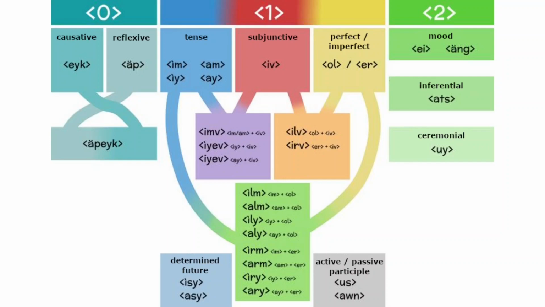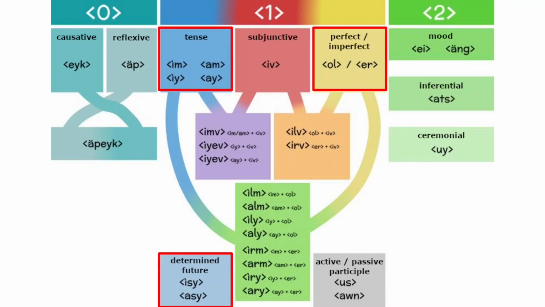And there you also see which infix position they belong to. So 0, 1, and 2. What we will talk about today is this, the tense. So im, am, ihr, and I. The perfect and imperfect, so if an action is finished or unfinished, ol and er. And we will also talk about the determined future because it kind of belongs to a tense. So isje and asje. So, like you see, everything we will talk about today is position 1.